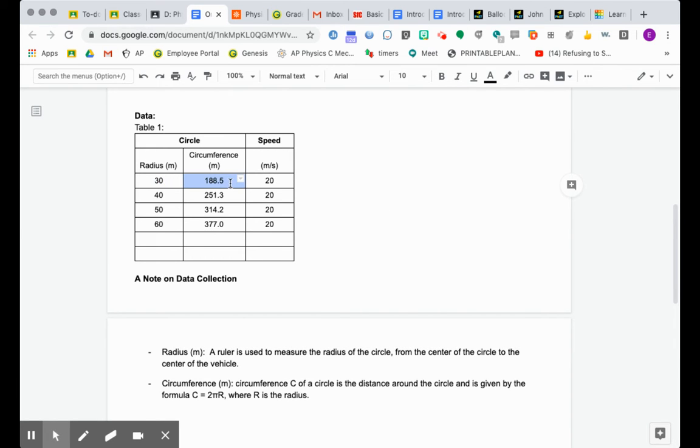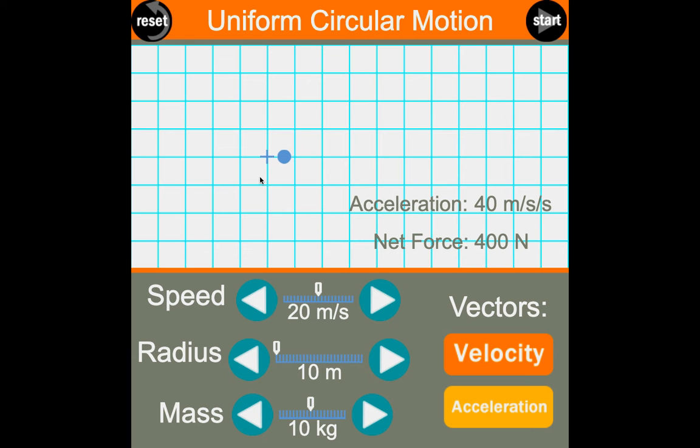I calculated the circumference, right? I took 2 times pi times 30 to get the circumference of 188.5 meters. I then used a simulation to determine what the velocity is. If you're changing only the radius, you notice that the actual magnitude of the velocity does not change, and the vector length does not change.